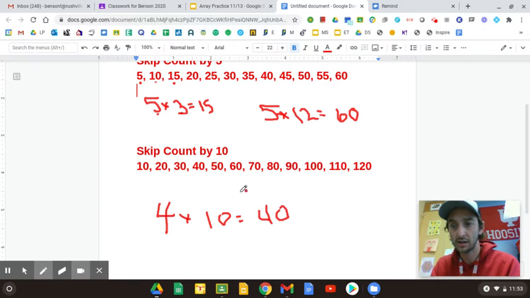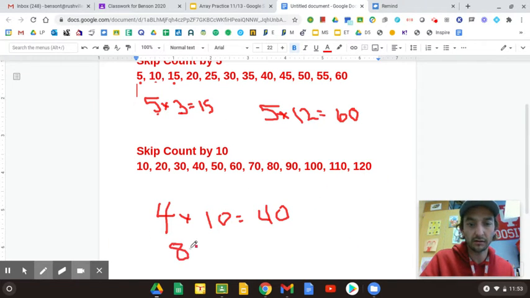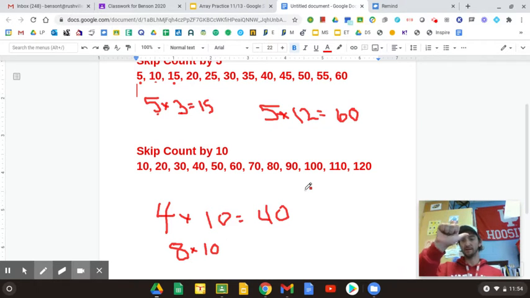Okay, let's try. Let's do 8. All right, 8 times 10. Okay, so I'm going to go 5, 10, scratch, wrong thing. Doing by 10s. 10, 20, 30, 40, 50, 60, 70, 80. Got to 8, answer's 80.